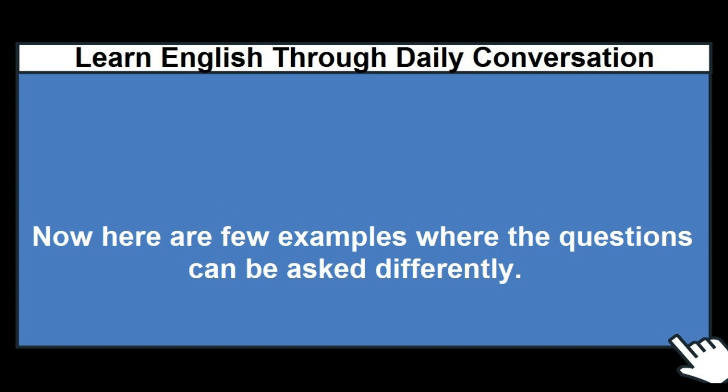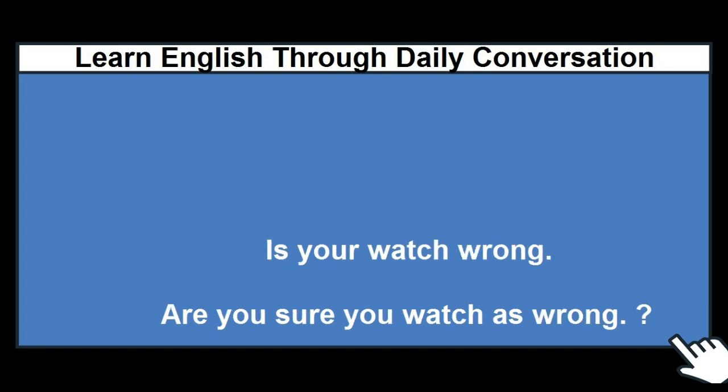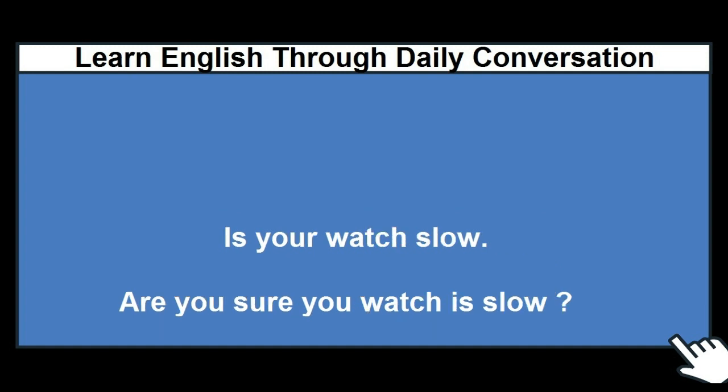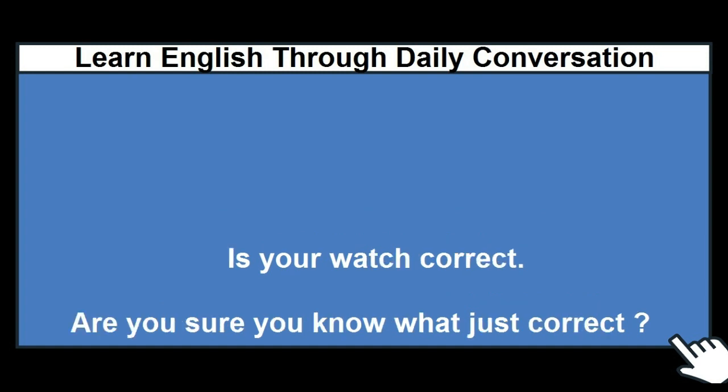Now here are a few examples where the questions can be asked differently. Is your watch right? Are you sure your watch is right? Is your watch wrong? Are you sure your watch is wrong? Is your watch slow? Are you sure your watch is slow? Is your watch fast? Are you sure your watch is fast? Is your watch correct? Are you sure your watch is correct?